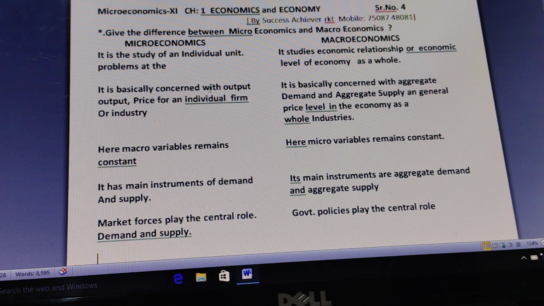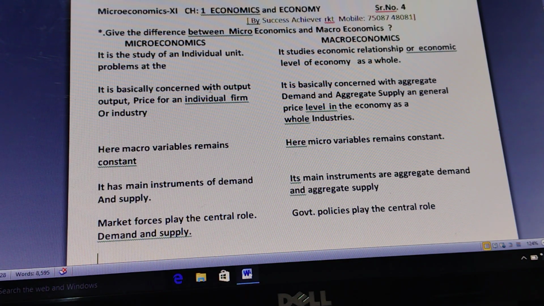Under microeconomics, macro variables remain constant. And under macroeconomics, micro variables remain constant. Next point, the main instruments. Under microeconomics, the main instruments are demand and supply. And under macroeconomics, the main instruments are aggregate demand and aggregate supply.